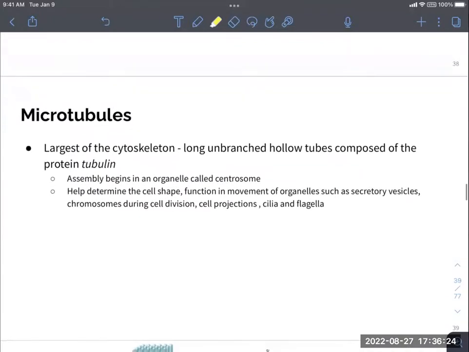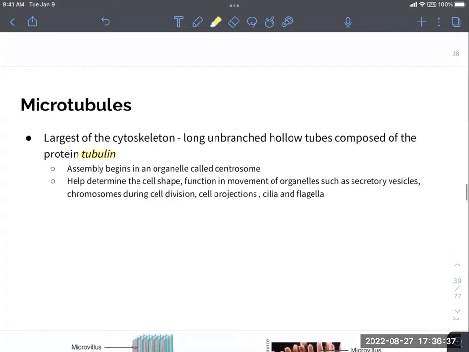Our microtubules are the largest of that cytoskeleton. They're hollow tubes, they're long, and they're made of tubulin. Assembly begins in an organelle called the centrosome. We will go over what that is, but they help give the cell its shape. They function in movements of the organelles and of those secretory vesicles. It helps get those secretory vesicles where they need to go. Microtubules also help move chromosomes during cell division.